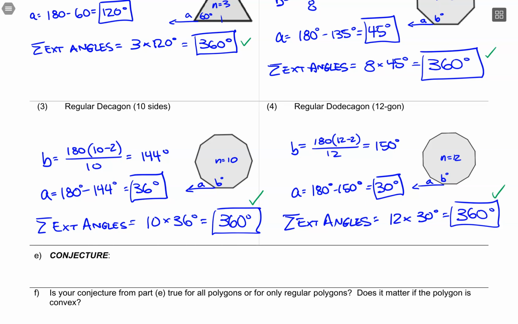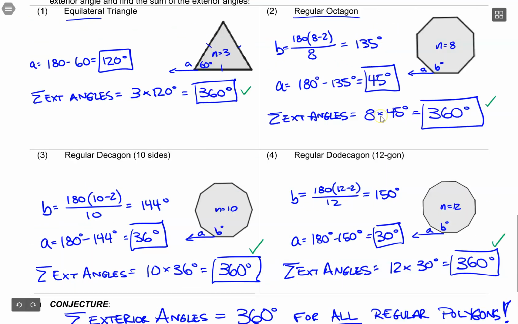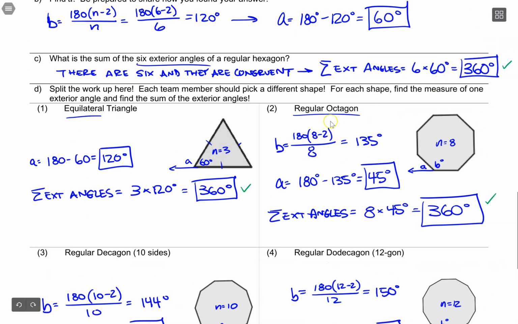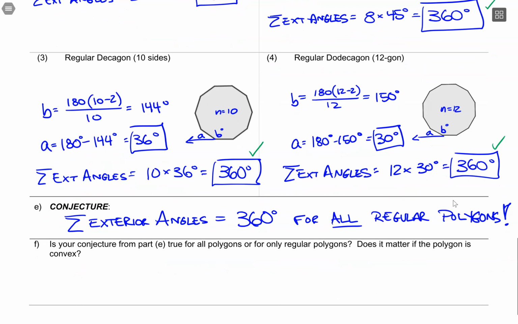So in part E, we're asked to make a conjecture. What do you think about the sum of the exterior angles of a polygon? Well, here's what I would say. So my conjecture, a conjecture is a conclusion we make based on a pattern we observe, and I saw that pattern show up a bunch of times. I saw it up here for a hexagon, I saw it here for a triangle, saw it here for an octagon, I saw it here for a decagon, and then I saw it here for a dodecagon. So my conjecture is that the sum of the exterior angles is 360 degrees for all regular polygons.